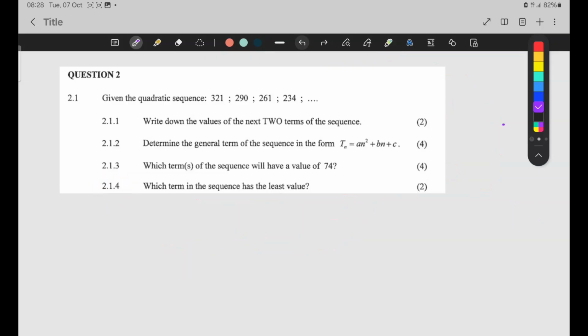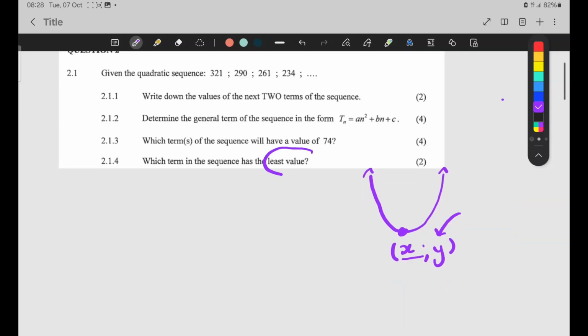So 2.1.4 says, which term in the sequence has the least value? So which term will have the smallest value? So if this is a parabola, if it's a smiley, then they actually want to know the x value of the turning point. So which term, eh? They didn't ask what the smallest value is because that would be the y value of the turning point. So the x value of the turning point, there's 2 ways to do it, eh? Least value or highest value or minimum or maximum, we can derive.